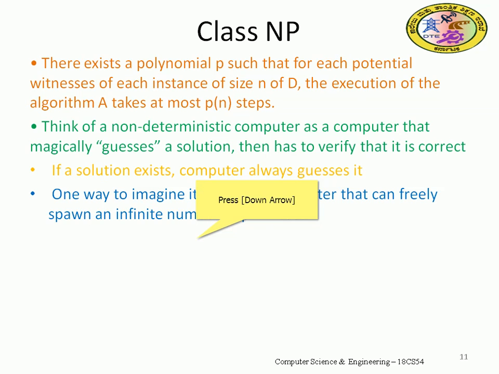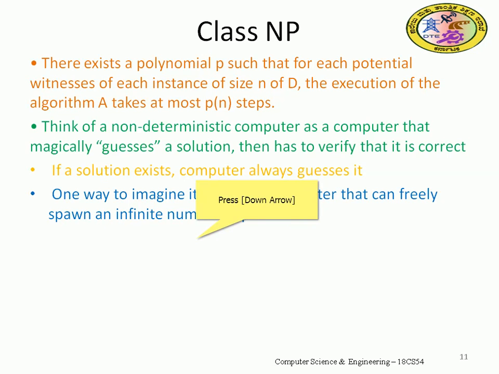One way to imagine it is a parallel computer that can freely spawn, or fork, an infinite number of processes. That is one way of imagination: if we have a solution, then it may be possible to predict it. If a feasible solution exists, the computer is going to predict or guess it.